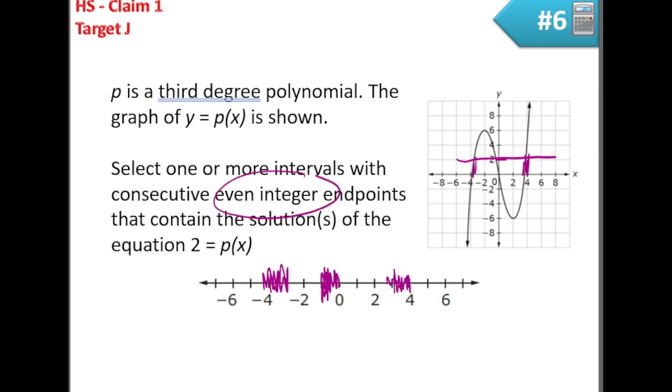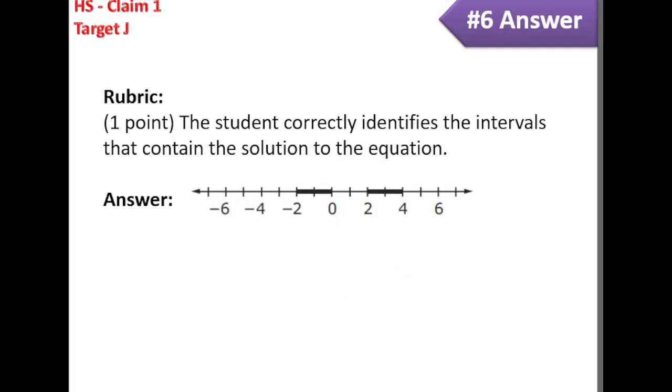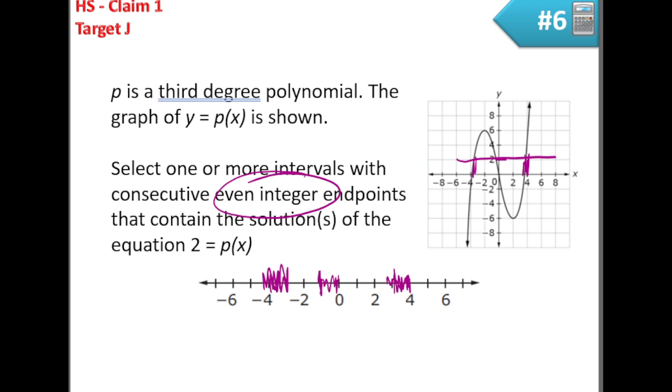Since it says even integer endpoints, we will not be including the middle one because it's at -1, 0. But let's see if it includes it here. Oh, it does. So then it's -2, 0. But sometimes they're wrong, so.